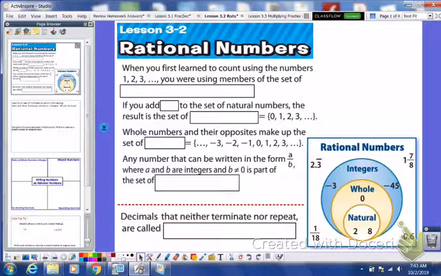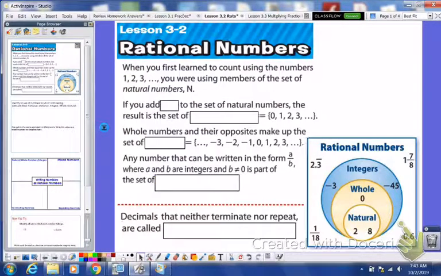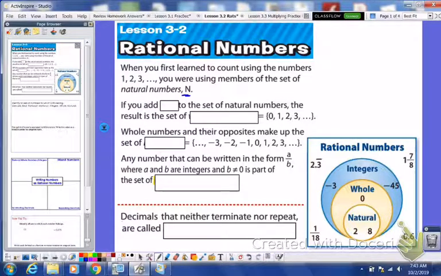So when you first learned to count using the numbers 1, 2, 3, etc., you were using members of the set of natural numbers, which we denote with a capital N. If you add 0 to the set of natural numbers, the result is the set of whole numbers, which we use W for. Your natural numbers and your whole numbers are pretty much exactly the same thing, except that your whole numbers include 0, your natural numbers do not.